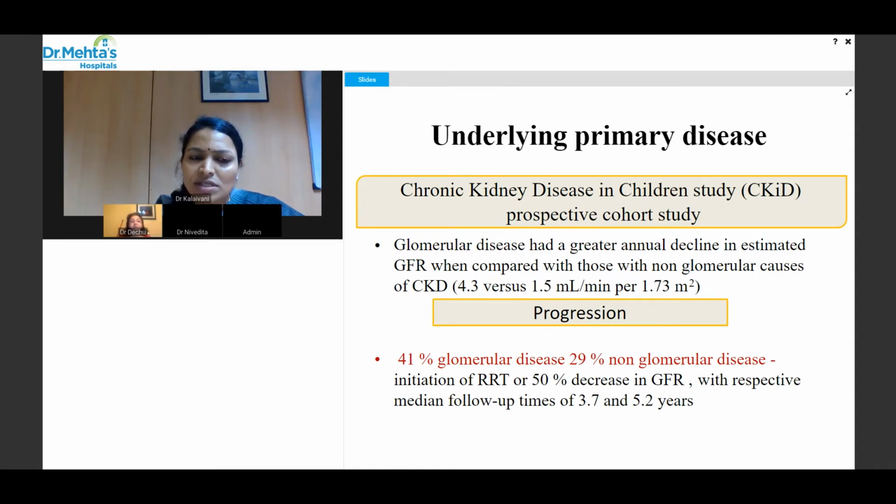So how is the underlying primary disease related to chronic kidney disease? In a cohort study, it has been noted that glomerular disease had a greater annual decline in GFR than non-glomerular disease, which is around 4.3 versus 1.5 ml per minute per 1.73 meters square. In the progression of chronic kidney disease, in glomerular disease around 41% require renal replacement therapy or encounter a 50% decline in GFR, whereas in non-glomerular disease it is only 29%.